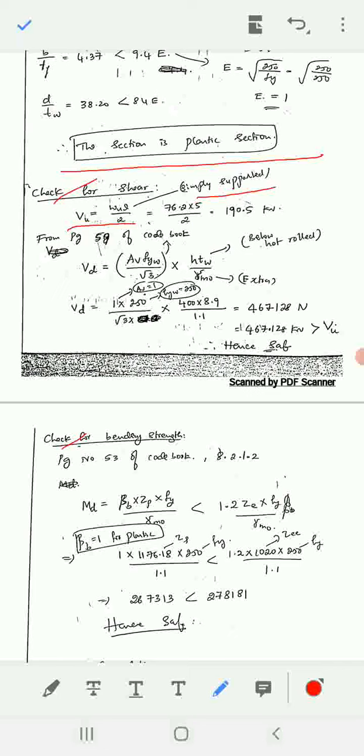So you will get Wu as 76.2, which you calculated initially, L is 5 meters given in the question, divided by 2, you will get 190.5 kilonewton. Now you have to go to page number 59 of the code book, where the shear Vd value is calculated. I'll show page number 59.